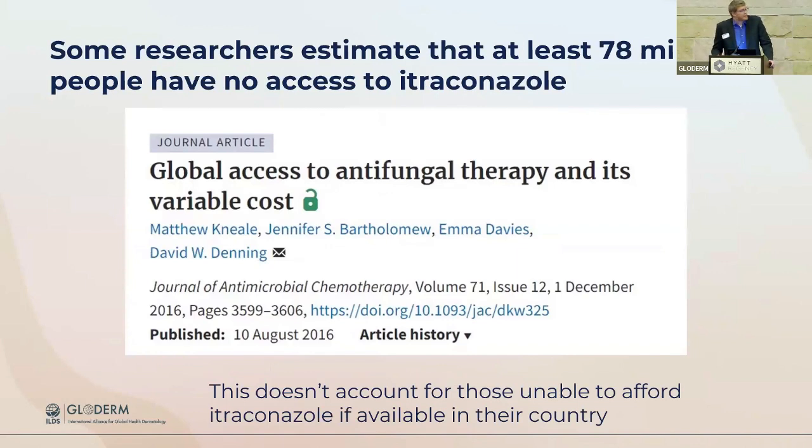When transitioning to treatment, there have been some estimates that 78 million people have no access to itraconazole globally. This does not even account for those in a country that has the drug but cannot afford it. So you can imagine that number increases substantially. It's a lot of inaccess to a very old generic antifungal that can treat all of the implantation mycoses.